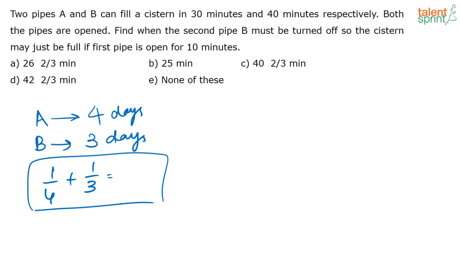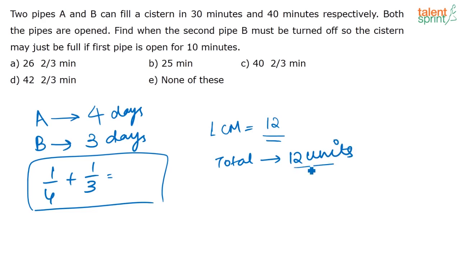Okay, so here using the alternate method, what is the LCM of 4 and 3? LCM of 4 and 3 is 12. So what we do is we consider that the total work is 12 units, right? So in this method, you calculate how many units the total work accounts to, and generally you take it as the LCM of the given values.